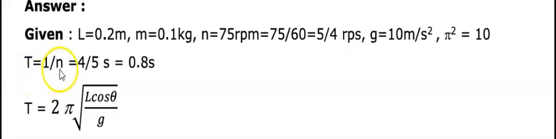Now the time period T will be 1 upon frequency, that will be 4 by 5 seconds, that is 0.8 seconds. Now we have the pendulum formula: T is equal to 2 pi under root L cos theta upon g. So I'm squaring it on both sides. Remember the squaring part: T square is equal to 4 pi square L cos theta upon g.